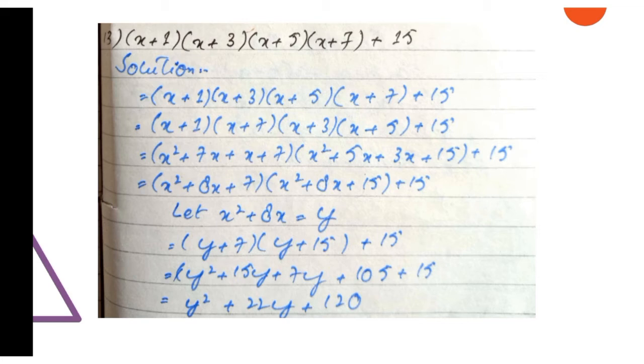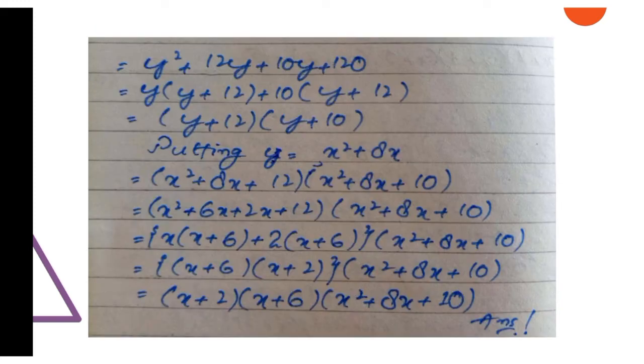Now let x square plus 8x equal y. That's why I've written y plus 7: in the place of x square plus 8x I have written y. The second bracket will be y plus 15 as it is. Now multiply both of these brackets, y plus 7 by y plus 15, and we get y square plus 15y plus 7y plus 105. The sum of 15 and 7 is 22, so it became 22y, and 105 plus 15 is 120.